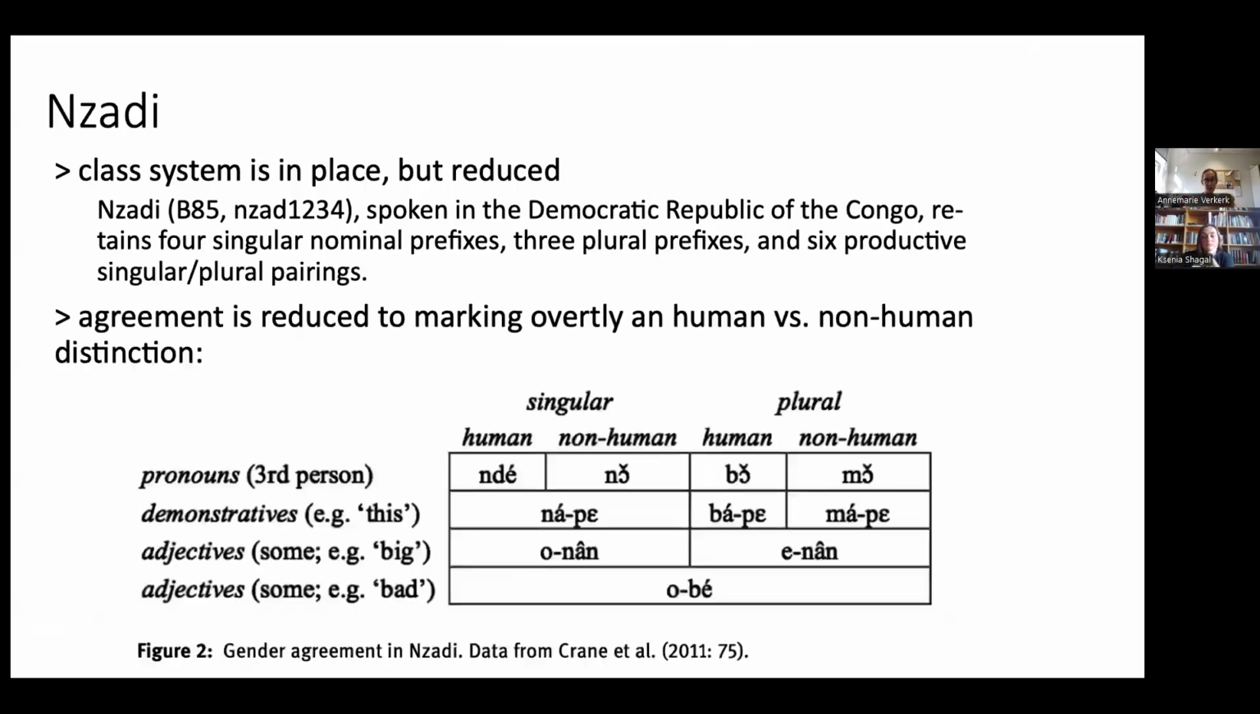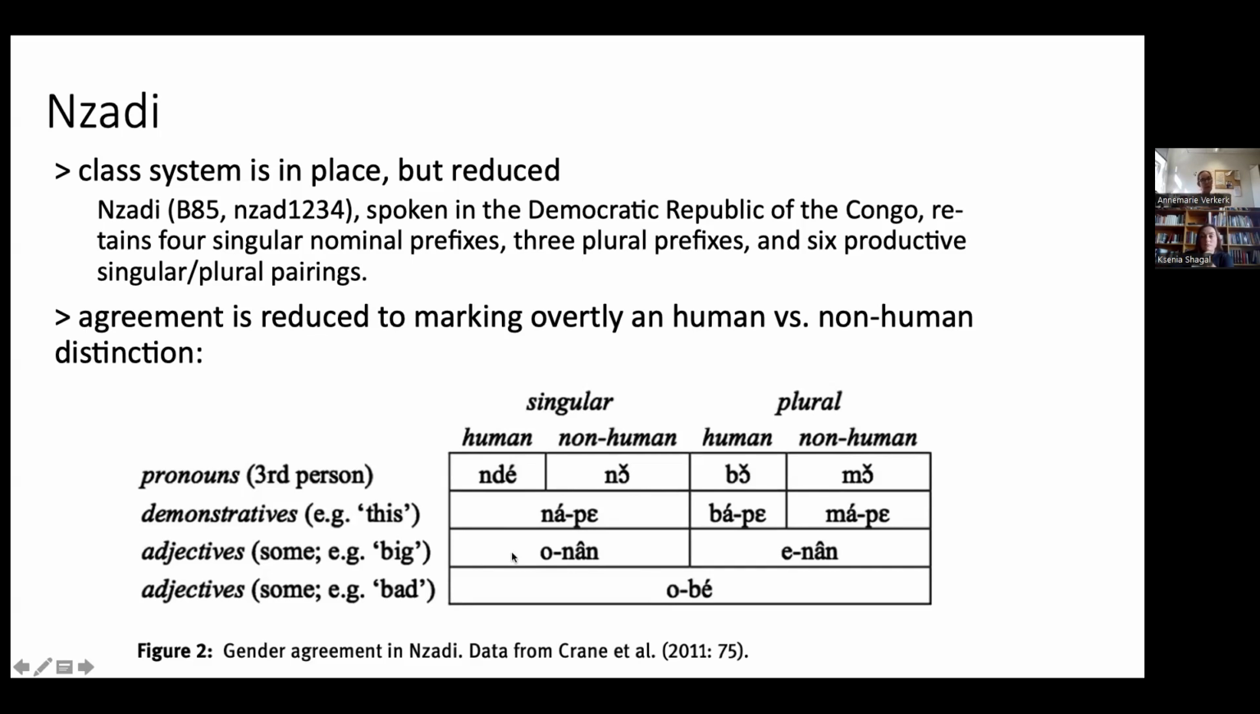And then we find some other languages, and the example here is Nzadi, where the class system is in place, but very much reduced. On nouns, we have 4 singular nominal prefixes, 3 plural prefixes, and 6 singular-plural pairings. So you have 6 classes of nouns when you look at the nouns only. But then if you look at agreement, it's basically reduced to overtly marking only a human versus non-human distinction. You can see this only for pronouns, demonstratives, and adjectives. And this is what the paradigm looks like.